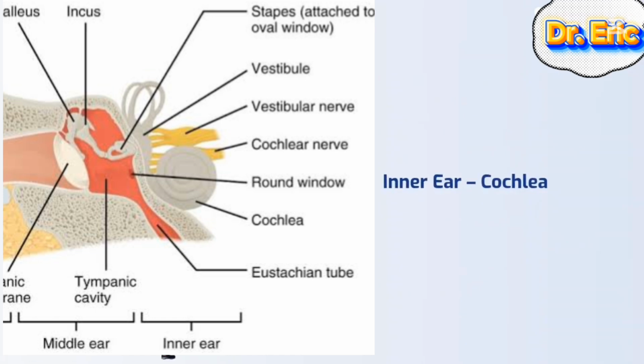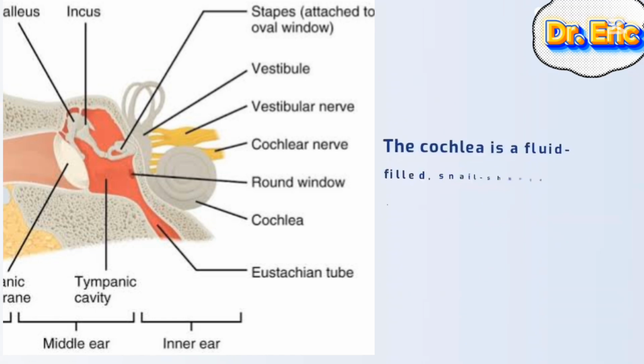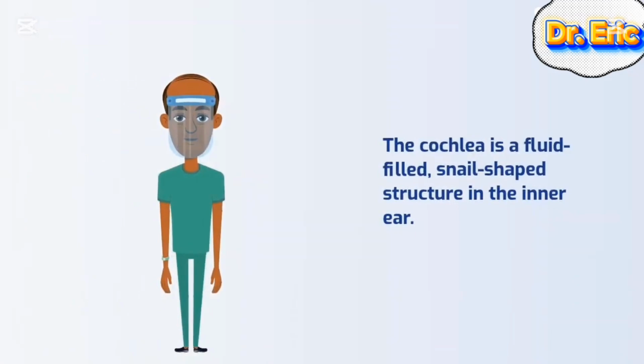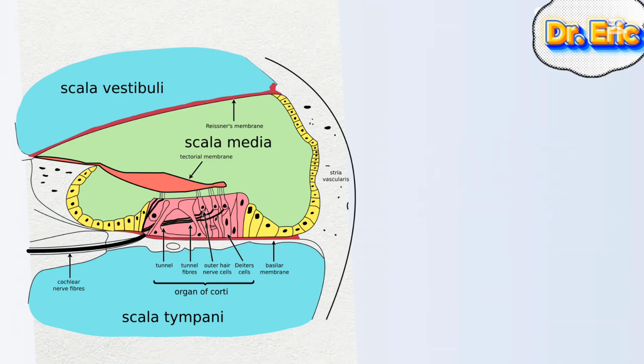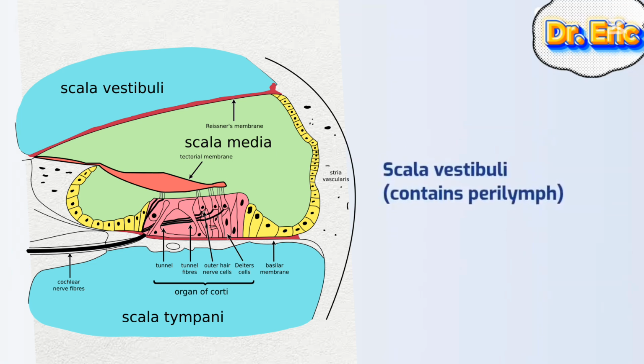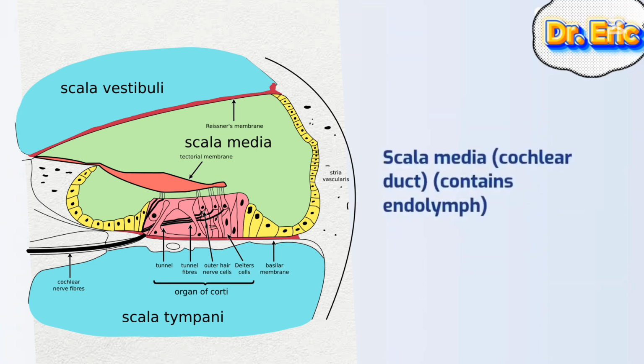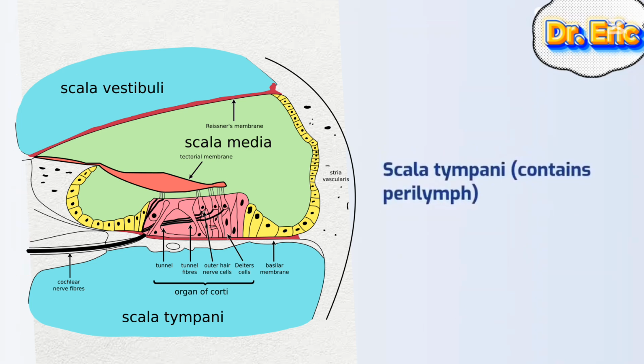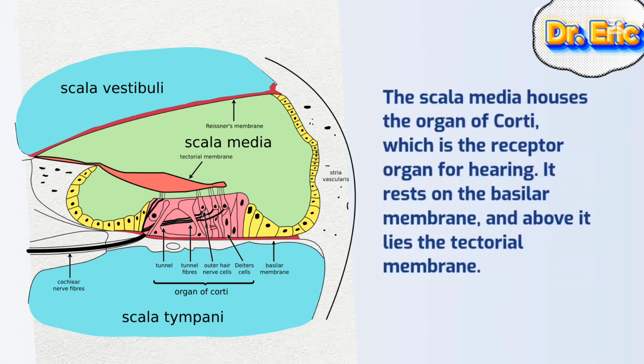Inner ear, cochlea. The cochlea is a fluid-filled, snail-shaped structure in the inner ear. Within it are three compartments. Scala vestibuli contains perilymph. Scala media, cochlear duct, contains endolymph. Scala tympani contains perilymph. The scala media houses the organ of Corti, which is the receptor organ for hearing. It rests on the basilar membrane, and above it lies the tectorial membrane.